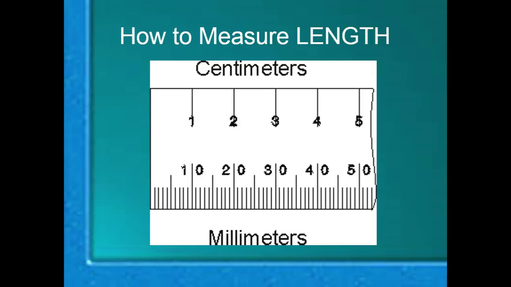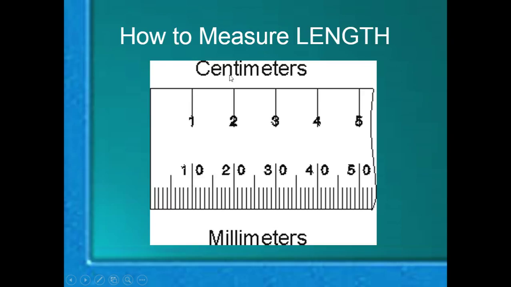Alright, let's take a look at length. When we measure length, we want to see the length of an object. Most of the time we're measuring in very small quantities, so we're going to use our metric ruler to do that. Sometimes we need to use our meter stick if we're going to measure something very large. When we look at our metric ruler, we see very large numbers and then we see very small numbers.